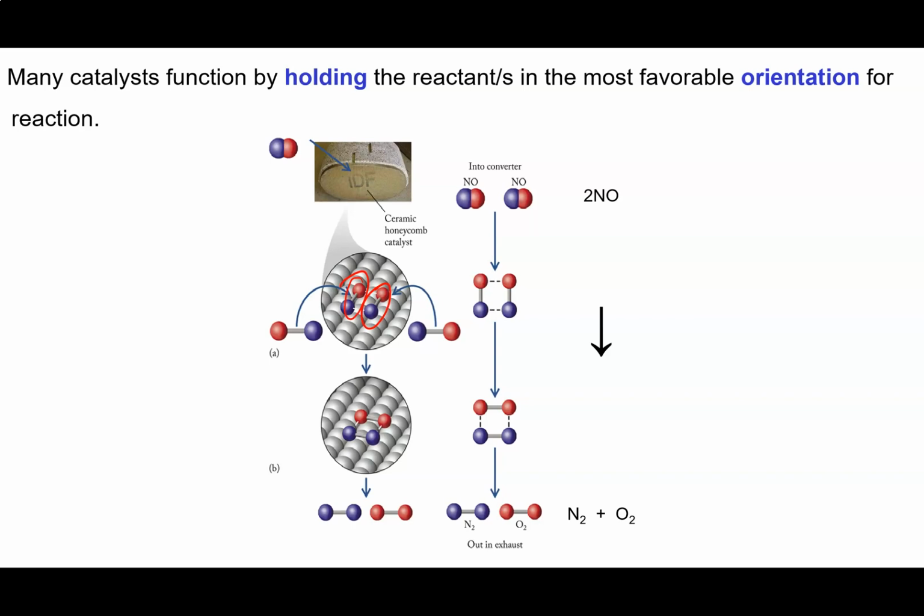So that's a classic example of how a catalyst might work. Some enzymes do the same thing. They hang on to one of the reactant components and present it in a favorable orientation for the other one.